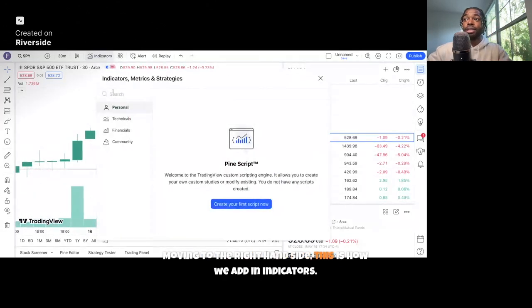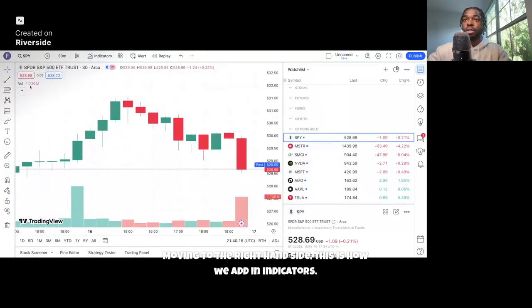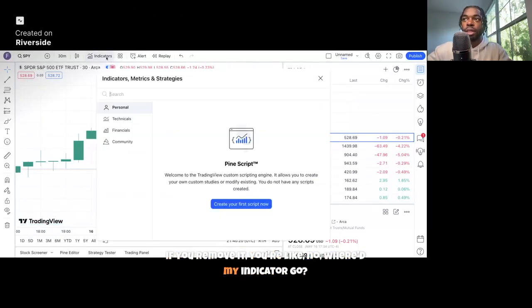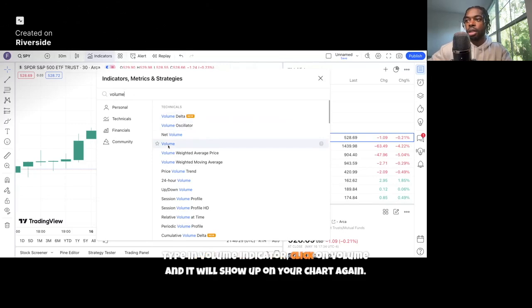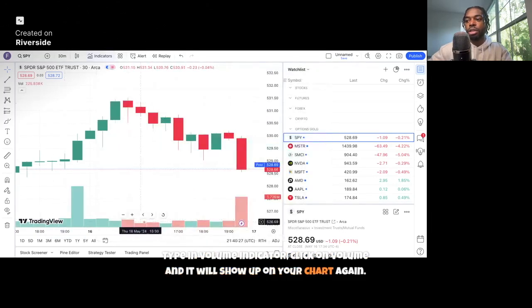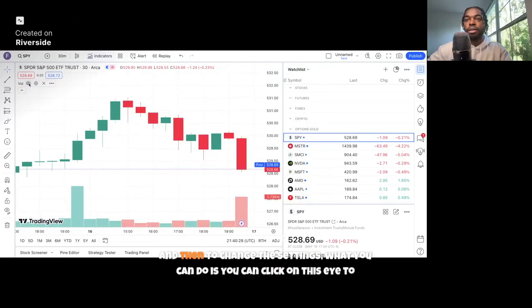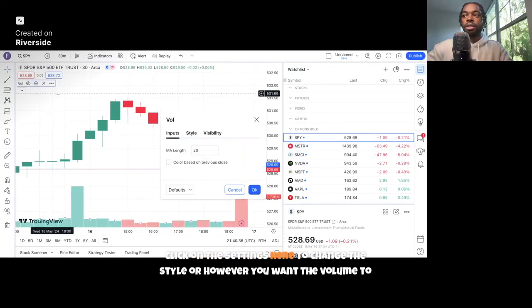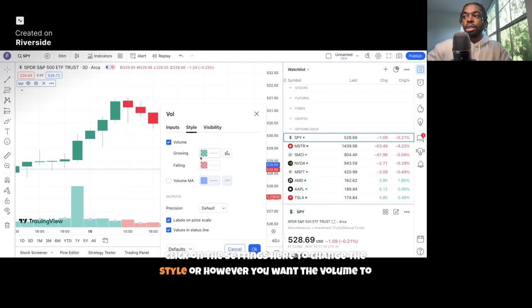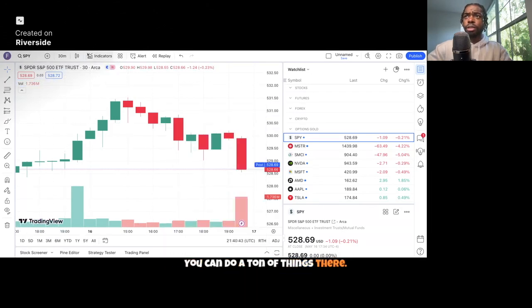Moving to the right hand side, this is how we add in indicators. So again, they give you the volume indicator. If you remove it, you're like, oh no, where'd my indicator go? You could type it in, volume indicator, click on volume, and it will show up on your chart again. And then to change the settings, you can click on this eye to hide it. Click on the settings here to change the style or however you want the volume to look. You could do a ton of things there.